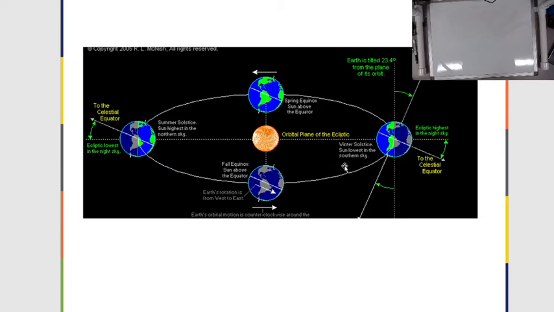But this is to give you a picture of the geometry of this. The Earth's axis is tilted, and the angle of the tilt varies, but it's about 23.5 degrees with respect to the perpendicular to the plane of the Earth's orbit, also called the orbital plane or the ecliptic, right? Sometimes it's just called the ecliptic plane, sometimes just the ecliptic, but it's the plane of the Earth's orbit around the sun.